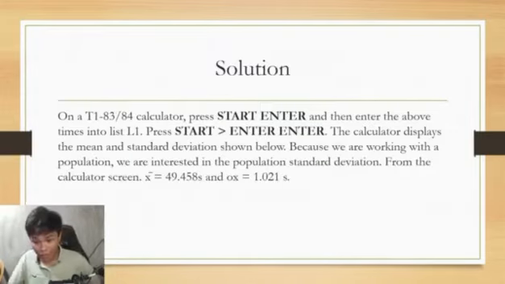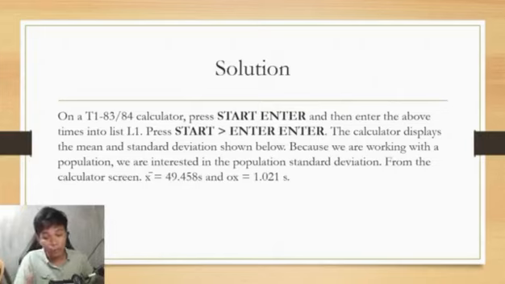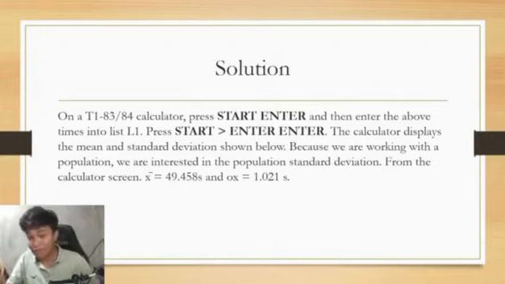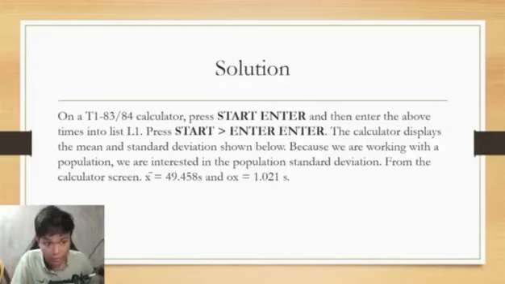Because we are working with the population, we are interested in the population standard deviation. So from the calculator screen, we have x̄ equals 49.5858 s and σx equals 1.021 s. So yan yung solution kung paano natin makuha yung mean and standard deviation neto.